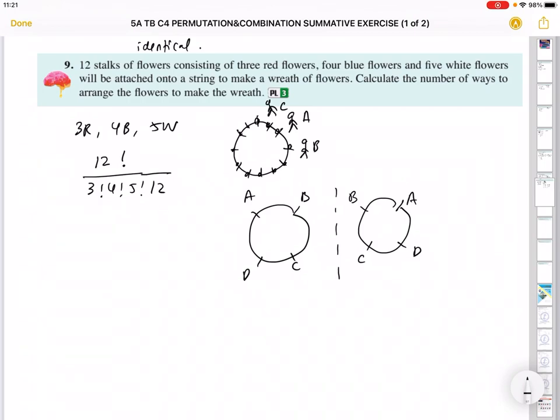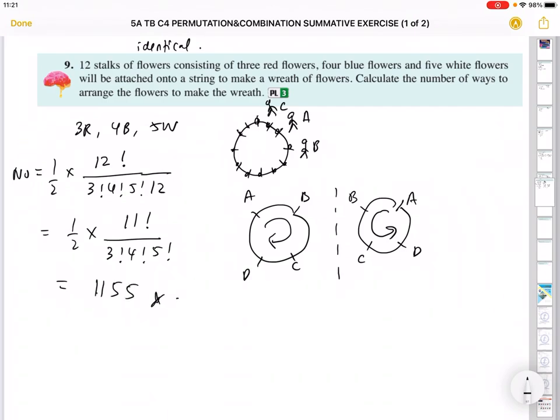Now humans, of course, you can't flip. You can't flip the table and put them upside down. But this arrangement, can you see? This is a clockwise arrangement. This is an anti-clockwise arrangement, but both of them are the same. It is the same wreath of flowers, the same bracelet, the same necklace, if you like. So because of that, you need to times by half. You've got to halve it. This is a very important and interesting thing that you need to take note of. So for the number of ways, you can write 12 minus 1, which is 11 factorial, instead of dividing by 12, divided by 3 factorial, 4 factorial, 5 factorial, and multiply by half. My answer is 1155.